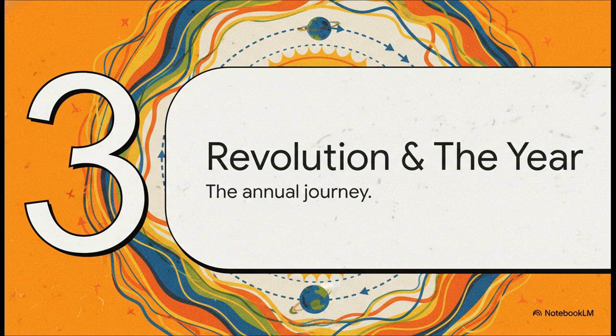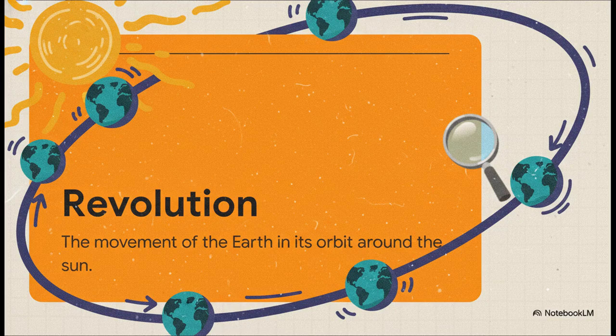Okay, now we're going to zoom out. Let's go from the daily spin to the Earth's much bigger annual journey. This is the Earth's second major motion, and it's called revolution. Now, this is super important. Don't get revolution mixed up with rotation. They are not the same thing. Revolution isn't the Earth spinning on itself. It's the entire planet moving along a fixed path, we call that its orbit, all the way around the sun.